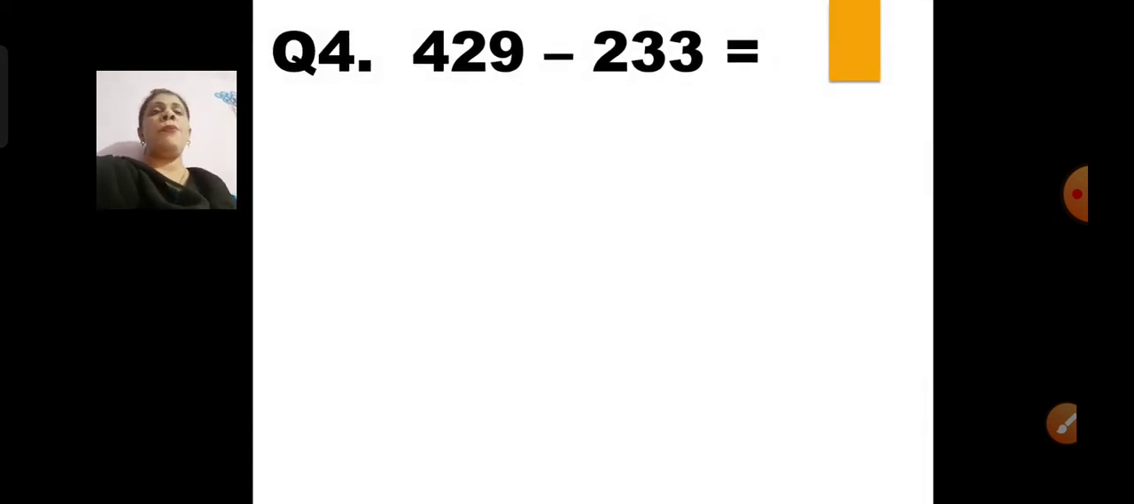Now question number 4. 429 minus 233. Children, when this type of question is asked in mental maths, what you are going to do is solve it on the side of your paper, on the paper in which you are going to write the mental maths answers. No need to write the question, children. You are just going to write the answer.